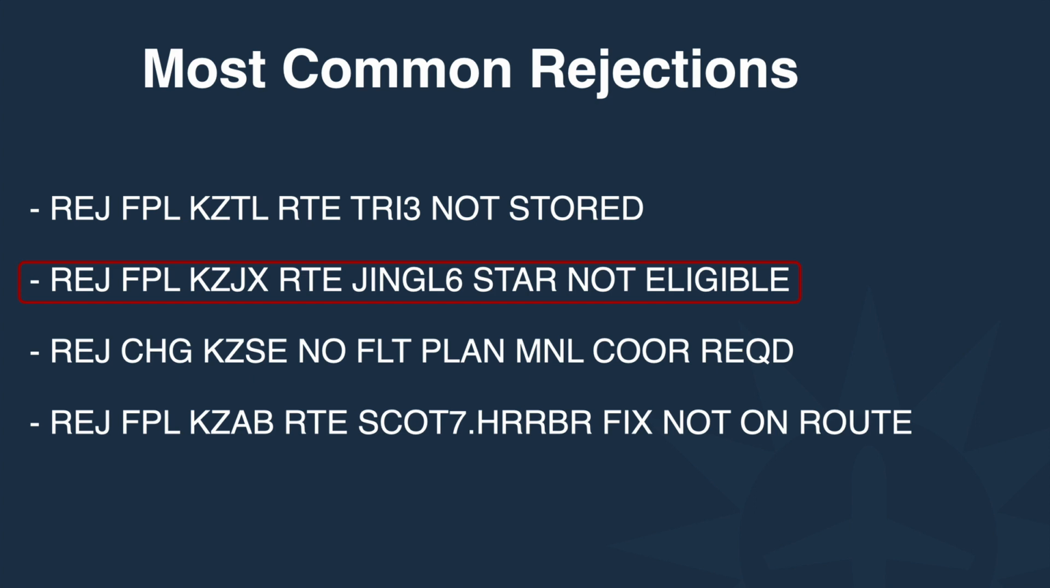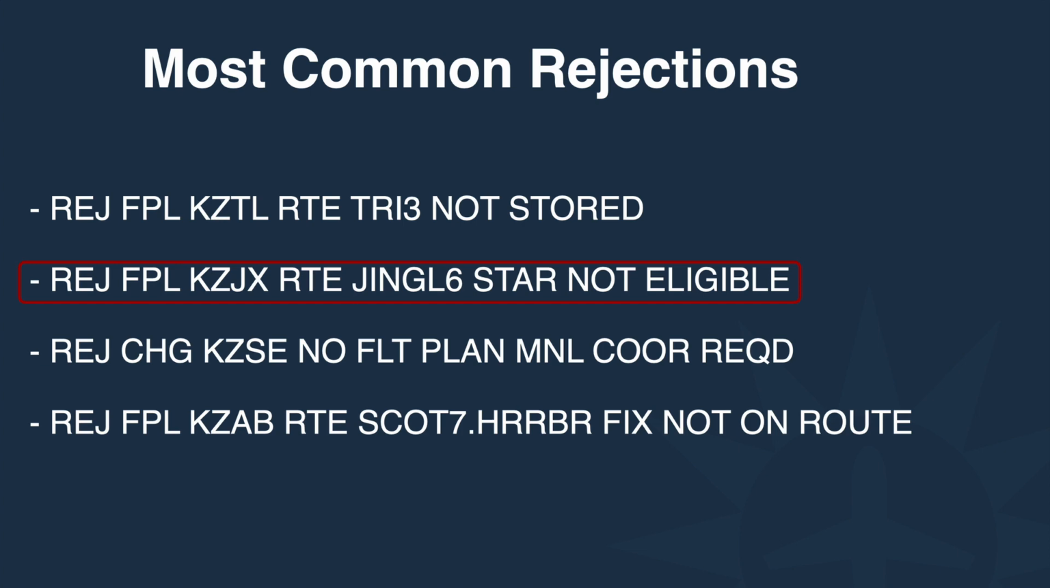It's who and what specific, like the route. This is a route element. The Jingle 6 STAR is a route element, and the previous one, the TRY3 SID, is a route element. Gotcha. And so it's telling you there's a problem with that route element. So we'd go in and take a look at the Jingle 6 STAR.